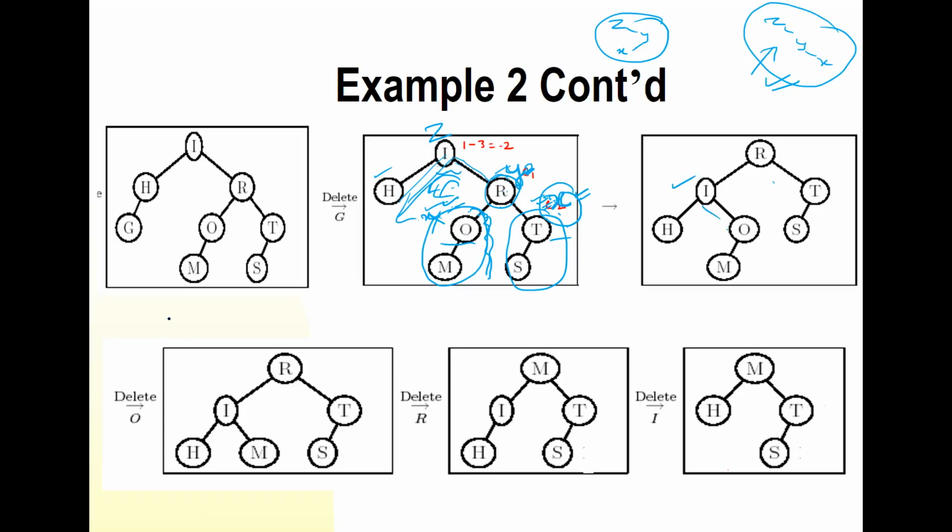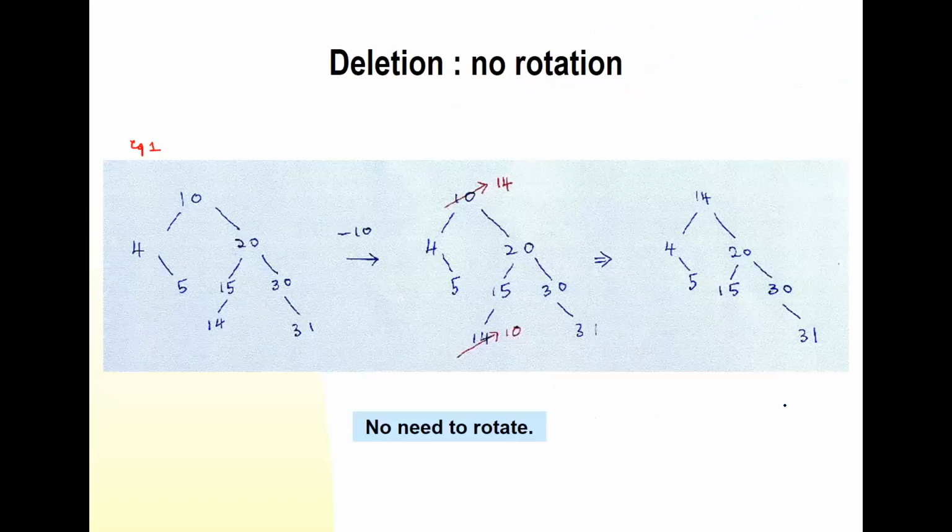Then deletion of O. Deletion of O doesn't change the balance vector, so it is directly deleted. Then deletion of R. In this case also, we are replacing it by its in order predecessor, so M is being replaced. No balance vector has been disturbed. Deletion of I, in this example also, no balance vector has been disturbed.